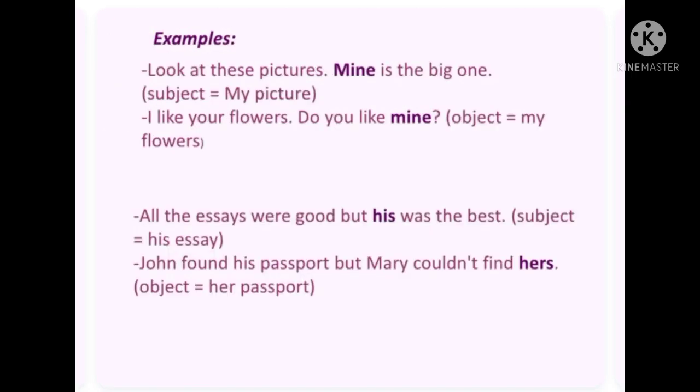Examples. Look at these pictures. Mine is a big one. Subject, my picture. I like your flowers. Do you like mine? Object, my flowers. All the essays were good, but his was the best. Subject, his essay. John found his passport, but Mary couldn't find hers. Object, her passport.